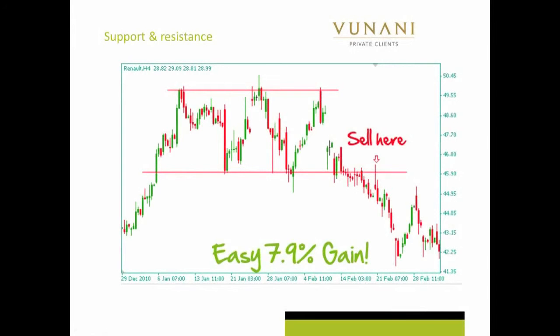Support and resistance, probably the easiest way to trade. You'll probably stop out more times than you like, but the upside or the gains are far more consistent. So quite typically in a support and resistance trade, where a price struggles to make new highs is known as resistance, and where a price seems to find buyers is known as support.